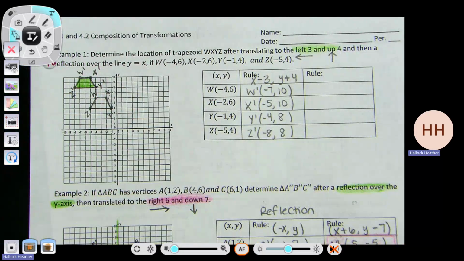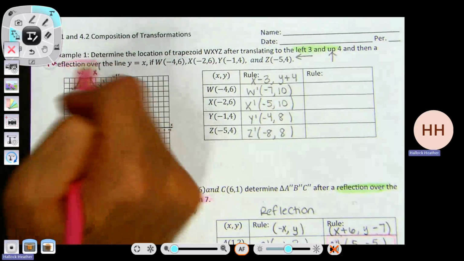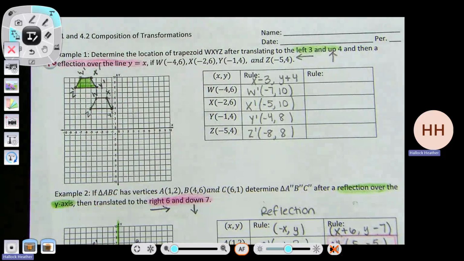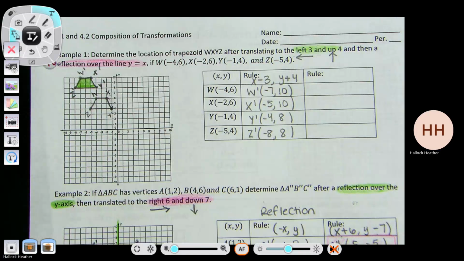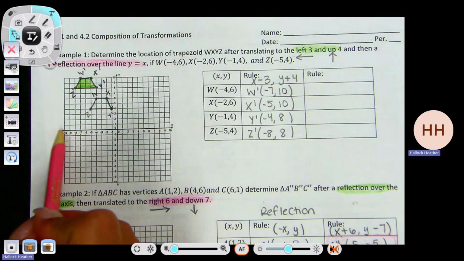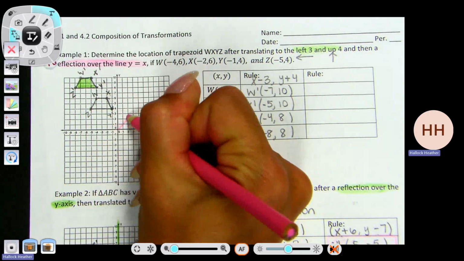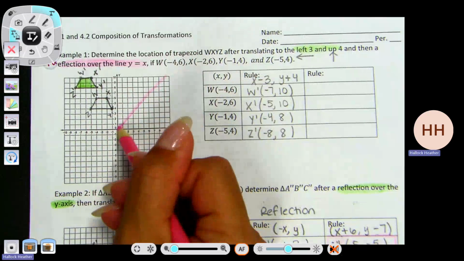So the next part, what do I got to do next? Reflect over the line y equals x. So it's not the x-axis, it's not the y-axis. It is y equals x. So what does y equals x look like? Does anybody know? Flipping the numbers. Yep, you flip your numbers, but what does the line look like? It's not on the x-axis. It is diagonal. It's got a positive slope, so it starts at 0, 0, and it goes up because it's positive, and it goes all the way down technically to the bottom corner.